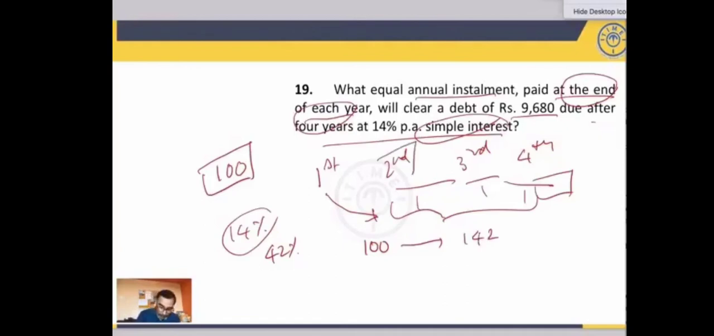Now after 1 more year, at the end of the second year, you are paying another 100 rupees. When you are paying 100 rupees at the end of the second year, how many years before are you paying? You are paying 2 years before. End of second year to end of third year is 1 year, end of third year to end of fourth year is another 1 year, so totally 2 years. For each year rate of interest 14%, for 2 years it will be 28%. So if you are paying 100 rupees, that is actually 128.